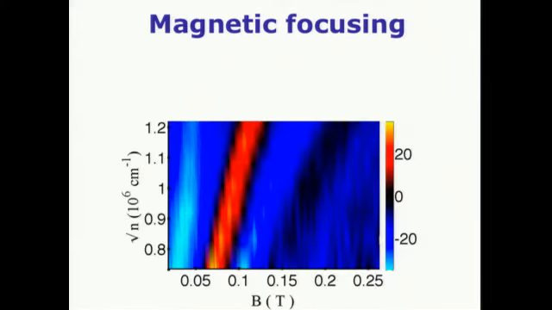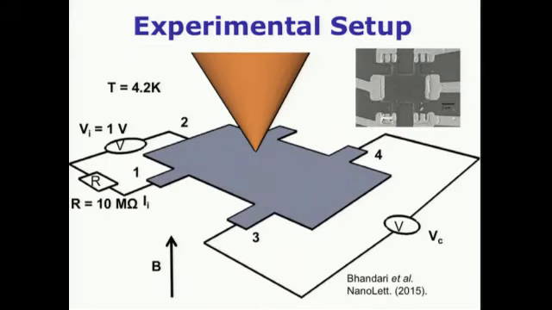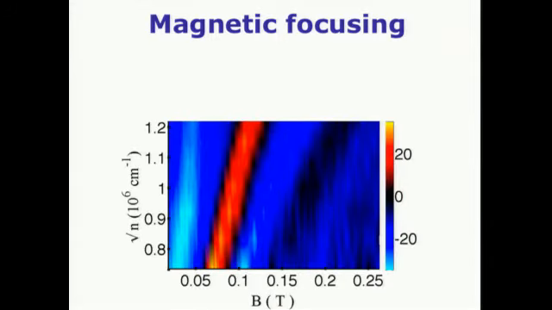So in transport, we look at the magnetic field dependence of the voltage developed at contact 3 that I mentioned earlier. So this is contact 3 here. The color scale represents the transresistance, which is the voltage developed at contact 3 divided by the injected current. In the x-axis is the magnetic field, and in the y-axis is the density. You see a first magnetic focusing peak here, and there is another peak here that corresponds to one bounce halfway between the contacts.